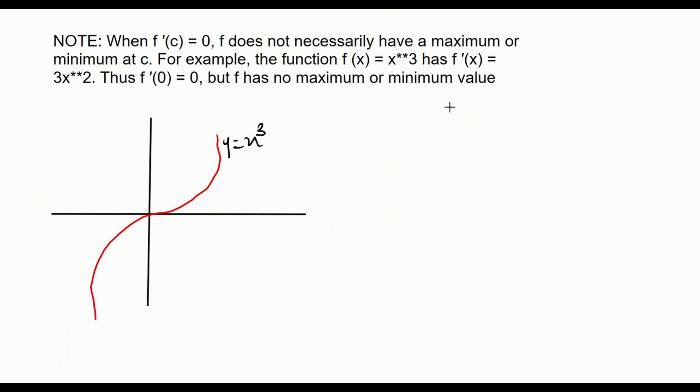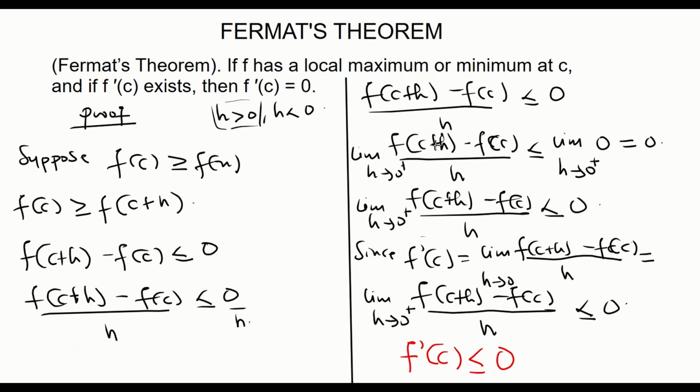Alright, so we're now going to continue where we see the limitations, or what we have to note about it. So let's note that when the first derivative of the function is equal to 0, f does not necessarily have a maximum or minimum at c. What is this saying? This is an if and then statement. This is saying that if f has a local maximum or minimum at c, and if f prime of the function at c exists, then the first derivative of the function at c is equal to 0.